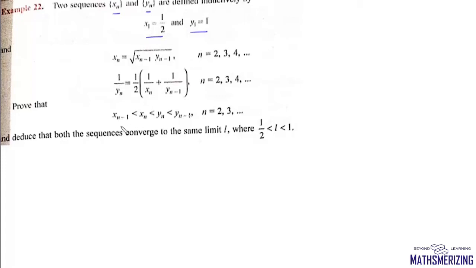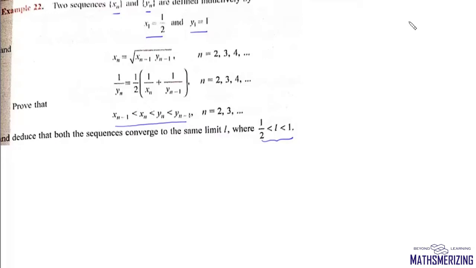Now we need to prove that xn minus 1 will be less than xn, which is less than yn, and it will be less than yn minus 1, and we have to deduce that both the sequences converge to the same limit L, where the value of L lies between 1 by 2 and 1.